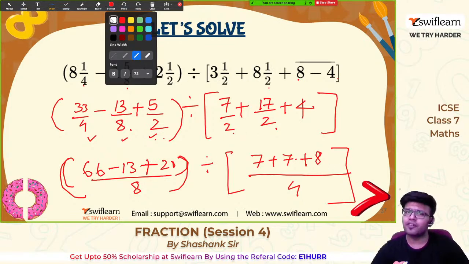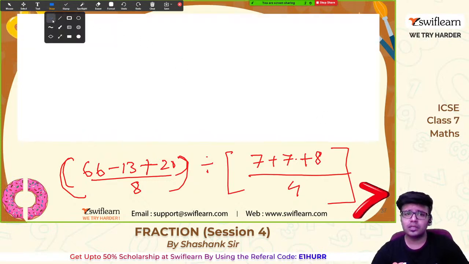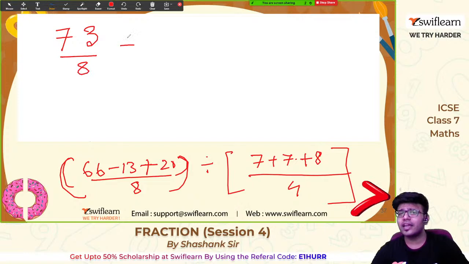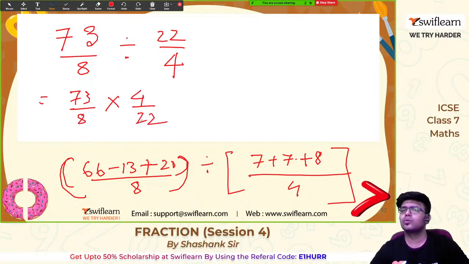How to divide a fraction by a fraction? Take the reciprocal of it, that's all. So 66 plus 20 is 86. 86 minus 13 is 73. 73 by 8 divided by 22 by 4 can be written as 73 by 8 into 4 by 22.